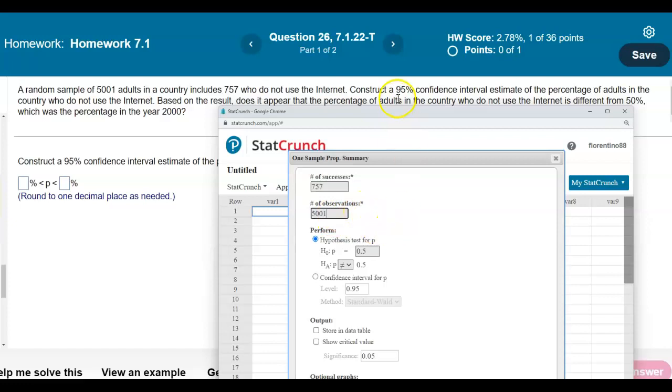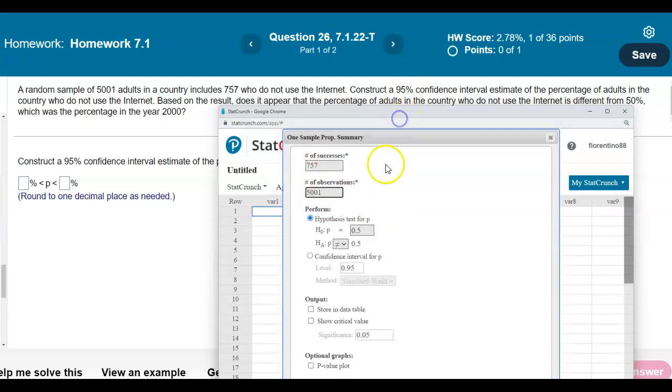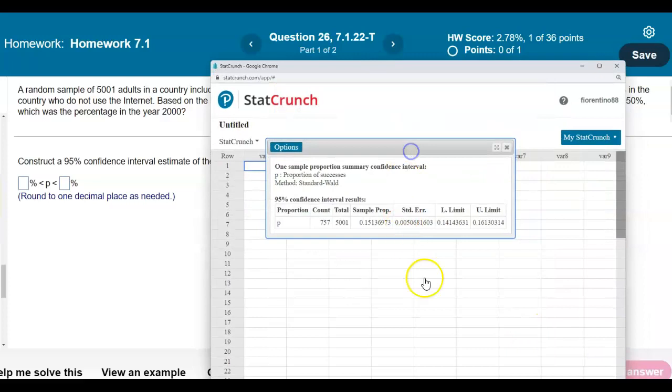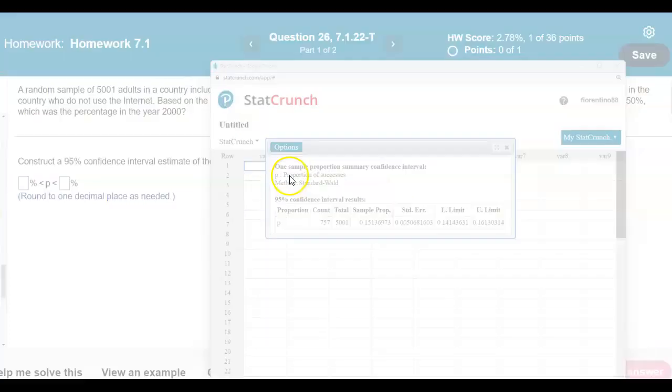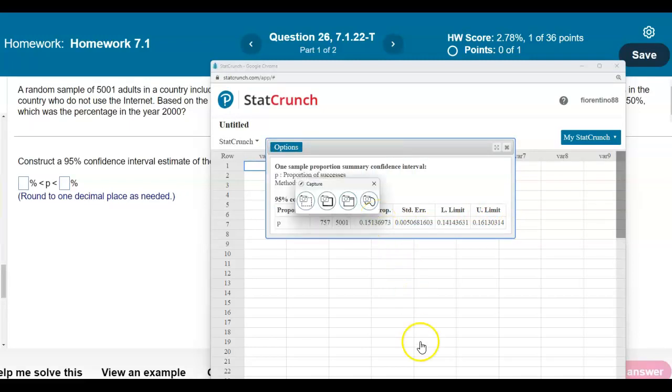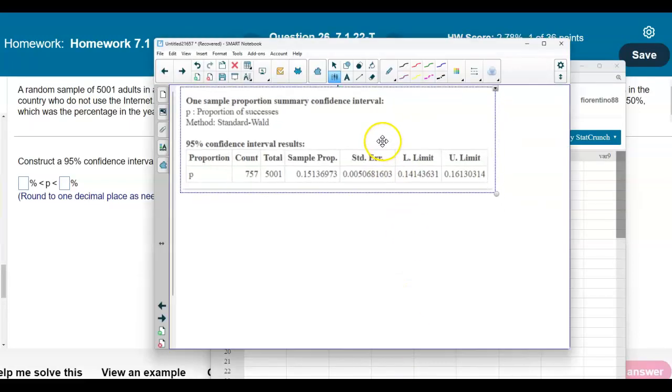Now the next thing is we want to construct a 95% confidence interval. So we're going to select the confidence interval for P, and it already has 0.95, so we don't need to change that. So now let's go ahead and select Compute. Okay, so here we have our data, and now let's put this data into our notebook. Okay, so here's our notebook.